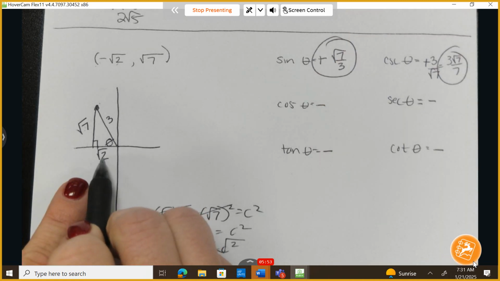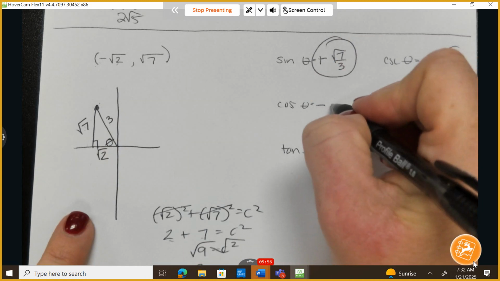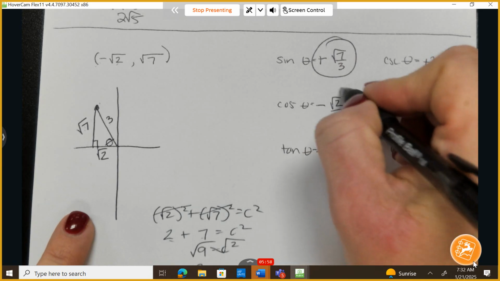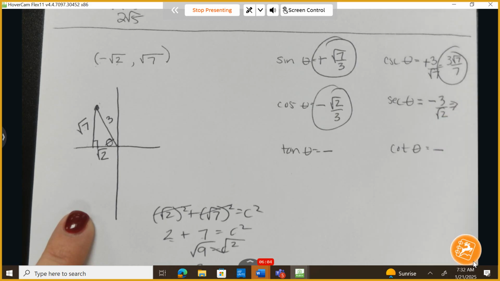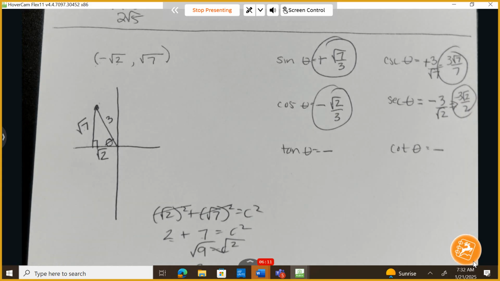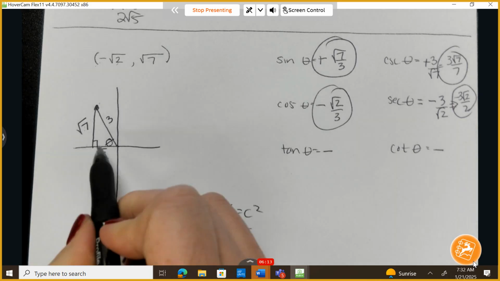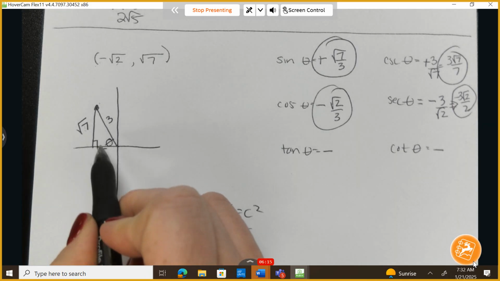Cosine is going to be adjacent over the hypotenuse. Square root of 2 over 3. And when I take the reciprocal, it's going to be 3 over the square root of 2. Let's make it proper. So negative 3 square roots of 2 over 2. Can't be reduced. And finally, let's do the tangent. Tangent is going to be opposite over adjacent.